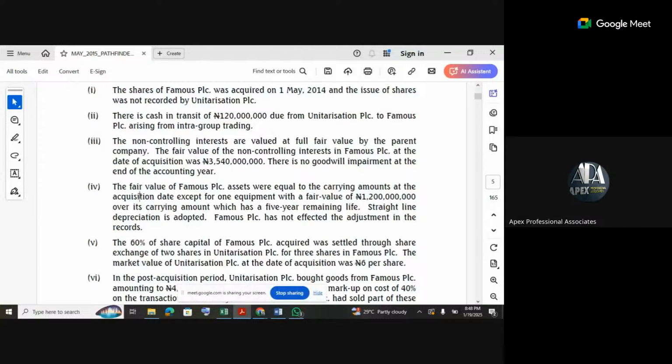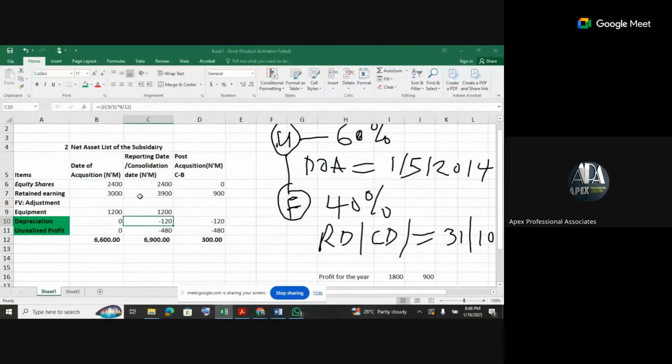The fair values of Famous were equal to their carrying amounts at the acquisition date, except for one equipment with a fair value of 1.2 over its carrying amount, which has a 5-year remaining life. So you need to say 1,200 divided by 5. That's what it should have been. But because it's not up to 1 year, we have 6 months between the date of acquisition and the reporting date. We now take times 6/12. Do you understand? That means 6 months of it. This depreciation now is 6 months of it. Then this is for markup.